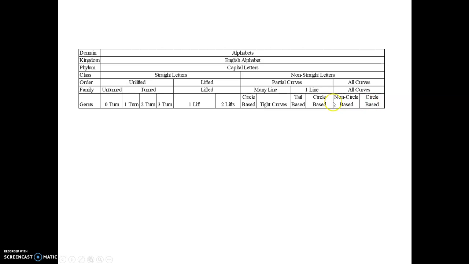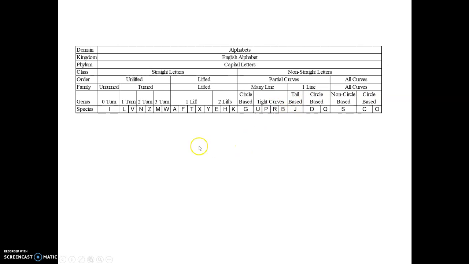There's 3 circle-based parts in here, and a non-circle based, I'll explain that later, and tails and tight curves. So we're going to have to look at them. So there's no turns. When you make an I, it's one straight line. One turn for an L and a V. N and Z have two turns, and M and W have three turns.